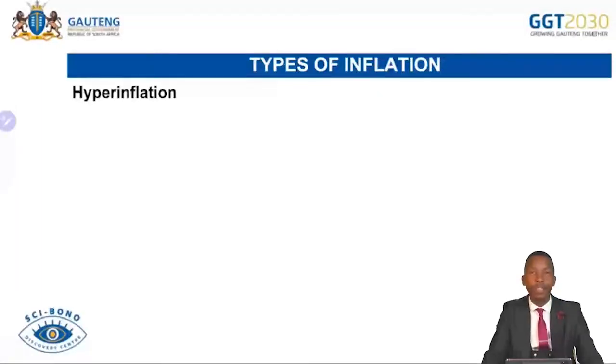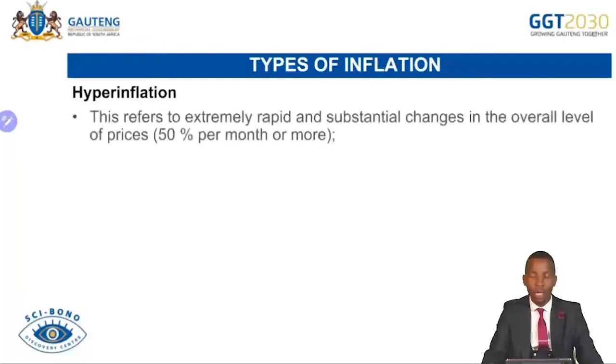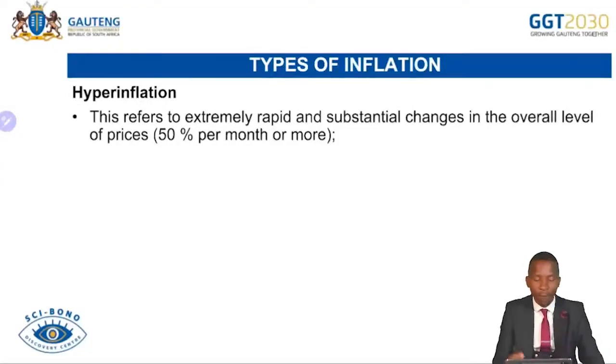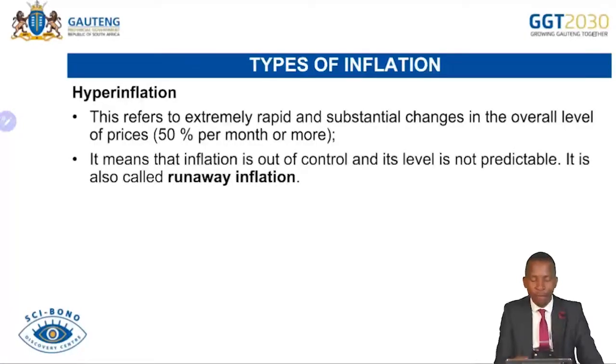The hyperinflation. This is the kind of inflation that increases so fast that it can be above 50%, resulting in drastic poverty and a decrease in the buying power of money. This refers to extremely rapid and sustained changes in the overall level of prices, 50% per month or more. We regard that one as the hyperinflation. It means that inflation is out of control and its level is not predictable. It is also called runaway inflation. It increases very, very fast.